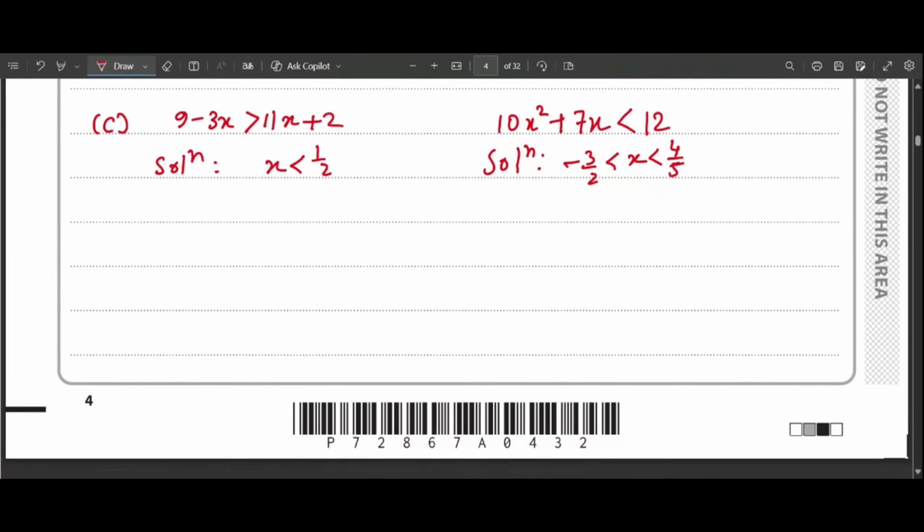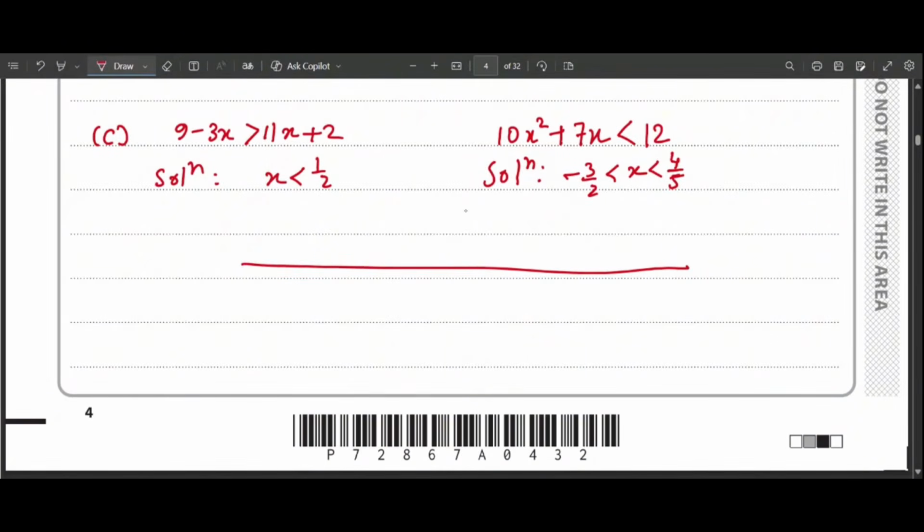In order to find a common set of values that satisfies both of these inequalities, I need to draw a number line. On the number line, I can represent the numbers.